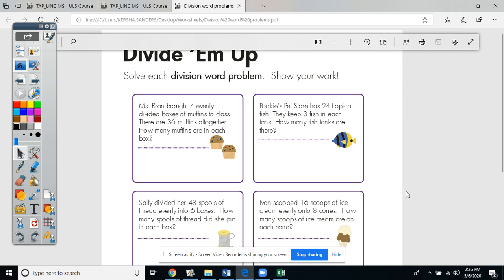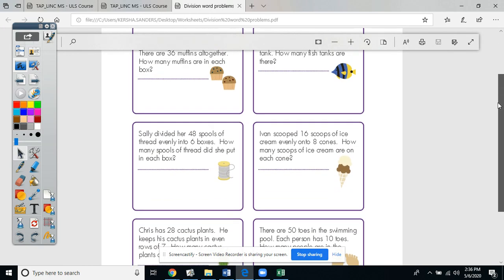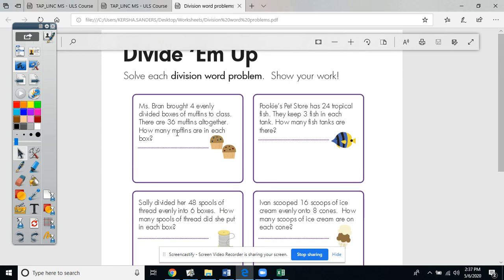Afternoon, class. Let's do one more worksheet on division word problems. Now, there are six word problems on this worksheet, but we're just going to do one a day. These are like real life word problems, so you might come across one of these situations in real life one day. All right, so let's get started.